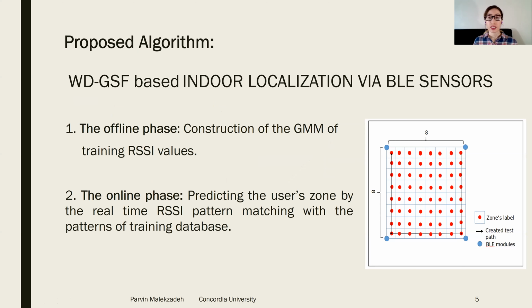During the offline phase, we divide our indoor venue into small zones. For example, here we can see this square zone, and we measure the RSSI value at each zone, and model the RSSI value of each zone with a Gaussian mixture model. After that, during the online phase, we should predict the zone in which the user is located via pattern matching. For example, here the user is walking along this path, and we should predict that the user is located at this zone.